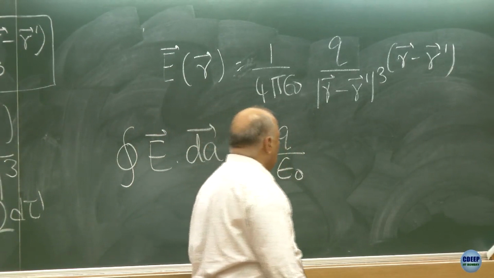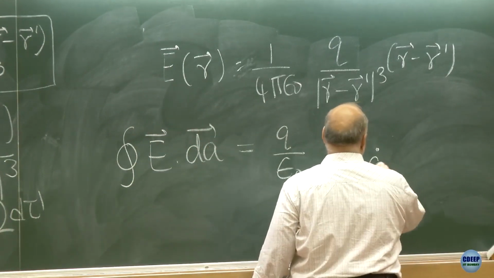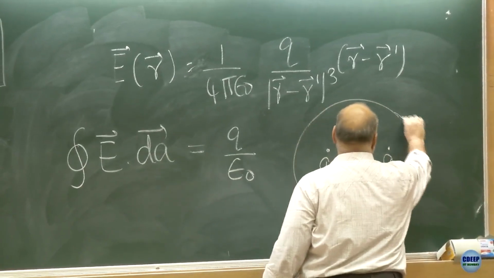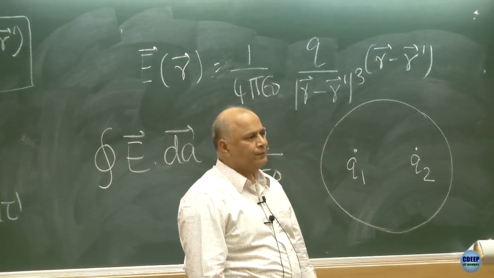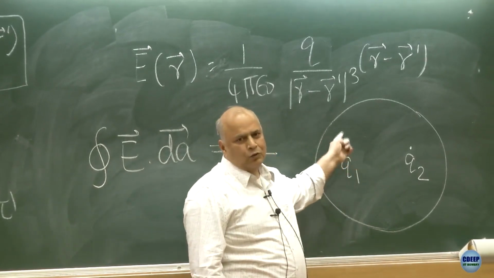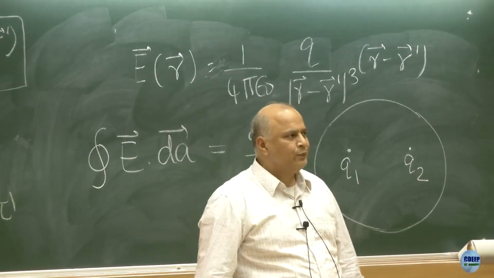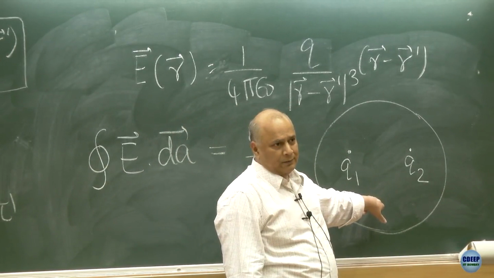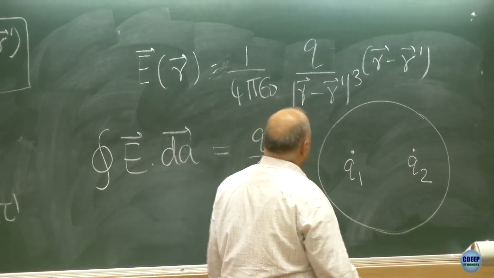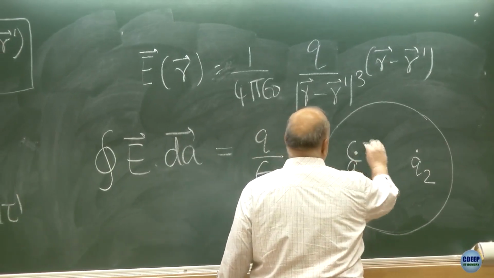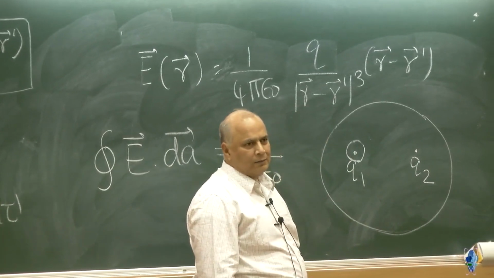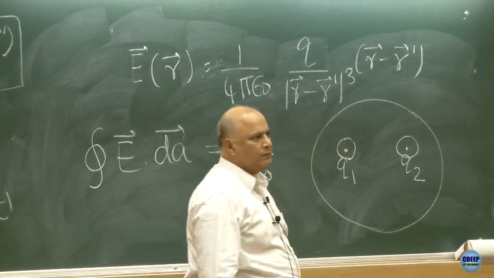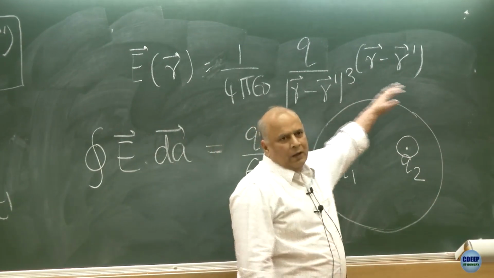Now let's consider the following case. Suppose I have a Q1 here and a Q2 here, and I consider a surface like this. What is the electric field flux through this surface? I mean, you all know the answer, but starting from here, how do I calculate this? Well, one thing I can do is I consider a small spherical surface here, and a small spherical surface here, and then the rest of the surface.